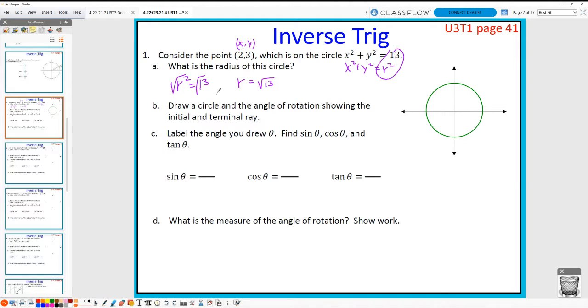All right. So, we want to also label the point (2, 3). As you know, these are both positive, so this is in the first quadrant somewhere. It doesn't really matter exactly where. Let's just say this is (2, 3).